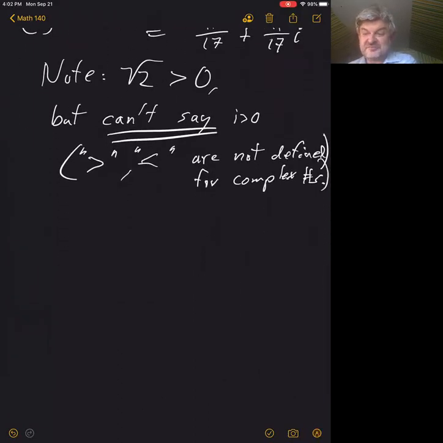It doesn't hurt. If you noticed, I mentioned the square root of 2 is greater than 0, but we never actually used that when we did algebra. Never in my entire example with those computations did I use that the square root of 2 was greater than 0. And so I don't need that to do algebra. I don't need it here either.